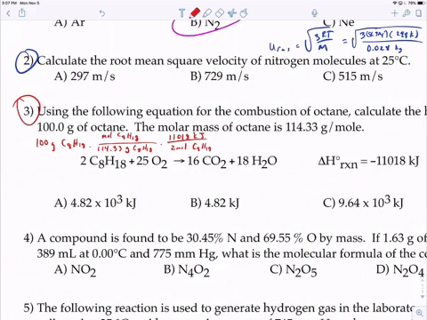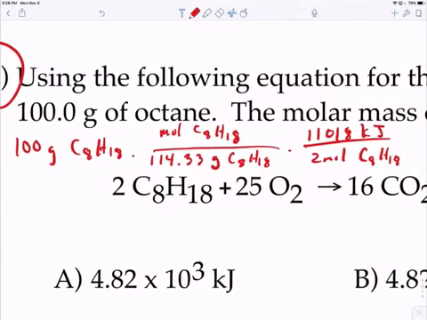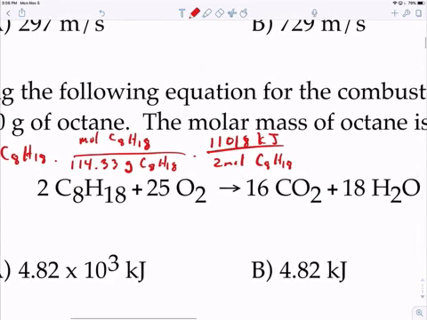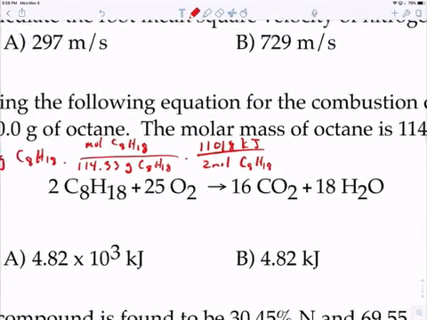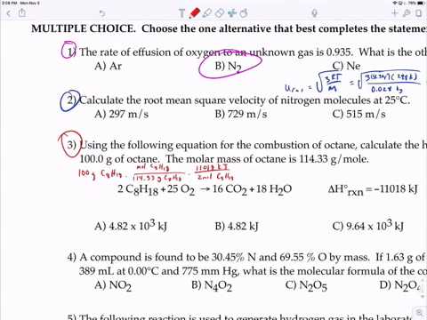So using this equation, for 100 grams of octane, convert to moles of octane, and then the 2 moles of octane comes from the fact there's a 2 right here, to that amount of heat. And then just multiply it through.